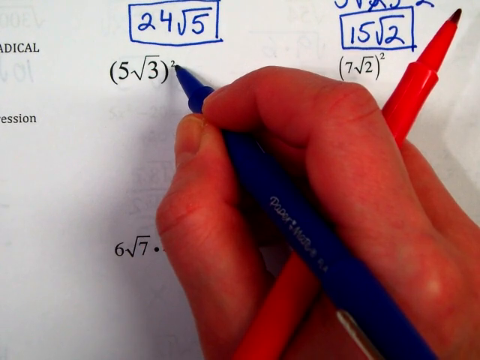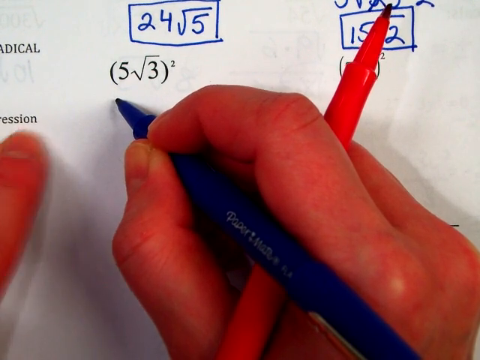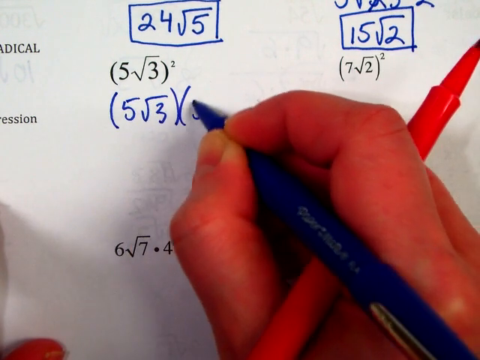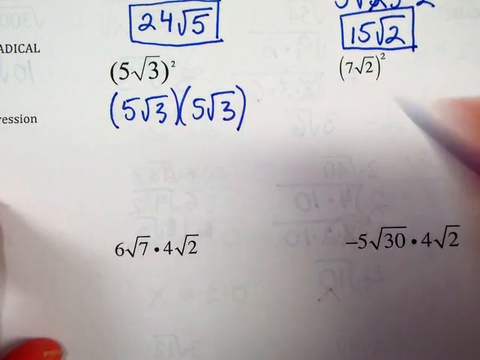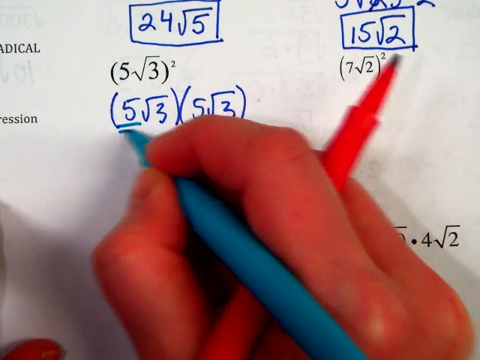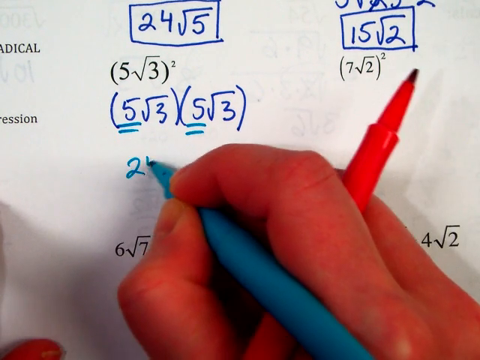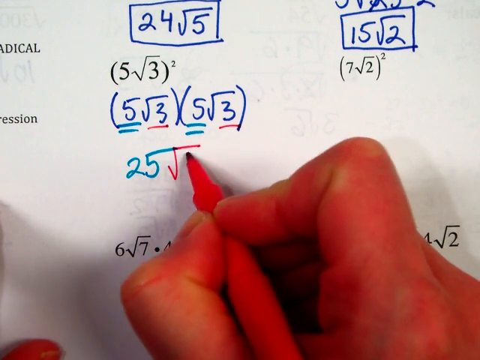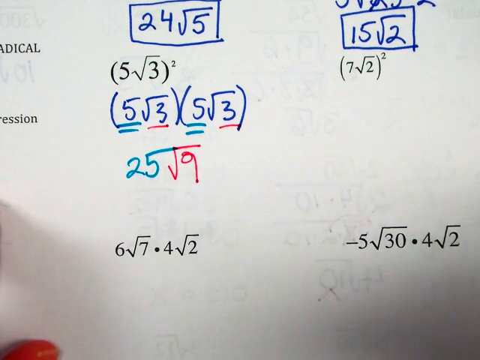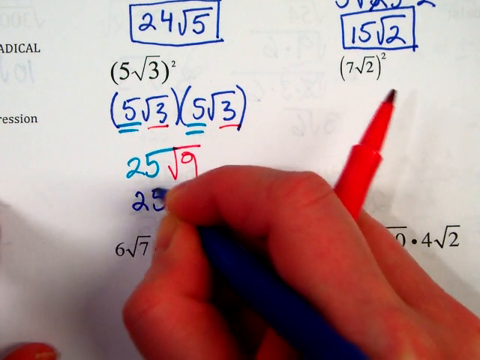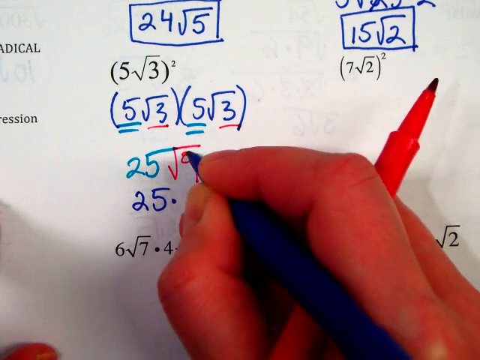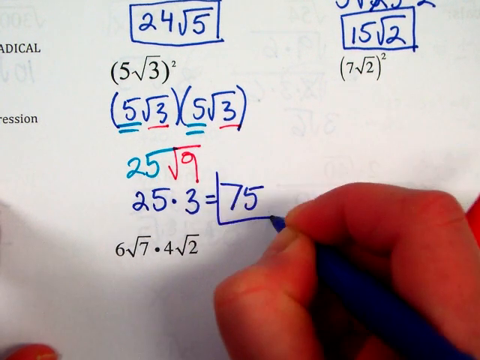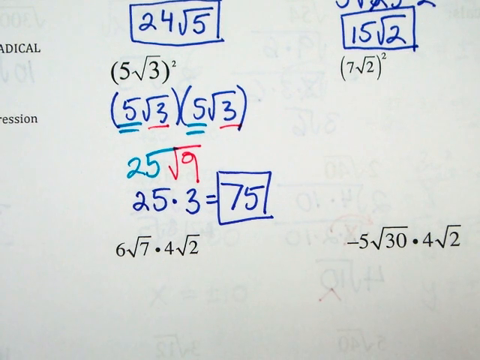What that means, it says write the expression twice. So it's 5 root 3 times 5 root 3. And we do exactly what we did before. 5 times 5 is 25. Square root of 3 times square root of 3 is square root of 9. But now, watch this. 25 times, what's the square root of 9? It's just 3. So really, this answer is just 75.